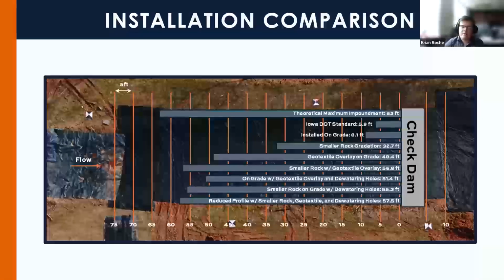Of all the modifications we developed, we found that installations with similar components, especially that geotextile overlay, performed very similarly. We found that large rock alone in that Iowa DOT standard, as well as that standard rock gradation installed on grade with no excavation, was unable to form impoundment for much of that channel. Using a smaller rock gradation that reduced those void sizes increased that impoundment to about half the channel. We saw that you really needed that geotextile overlay to protect most of the channel. We also saw that even the highest performing installations were unable to reach that theoretical maximum impoundment. The theoretical maximum impoundment would also be where an upstream practice would be located based on spacing guidance.